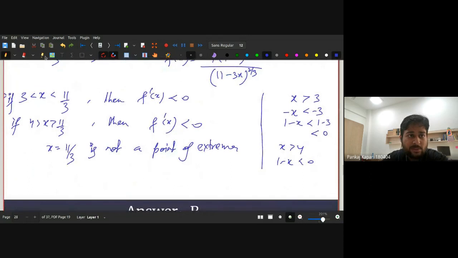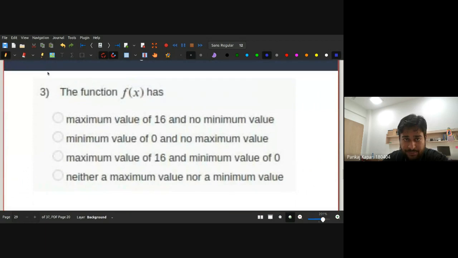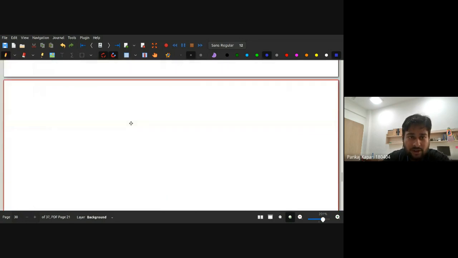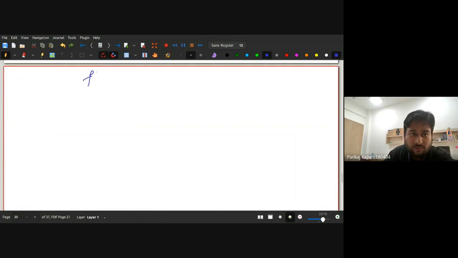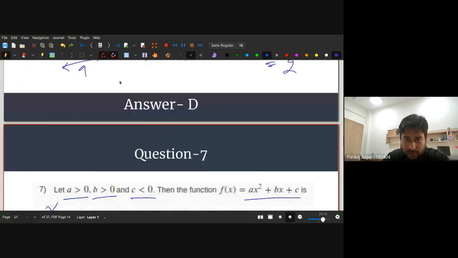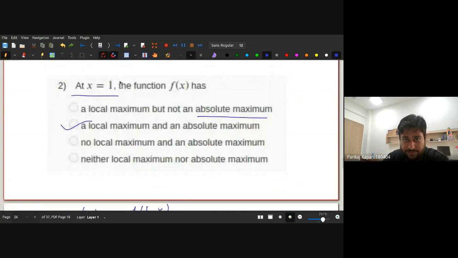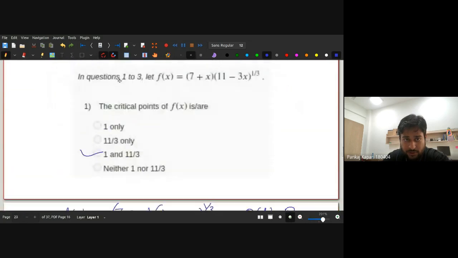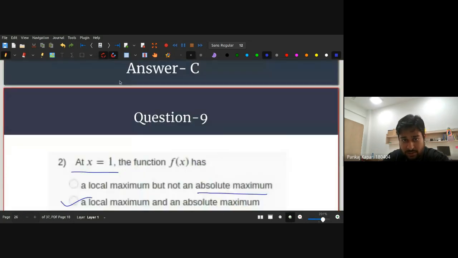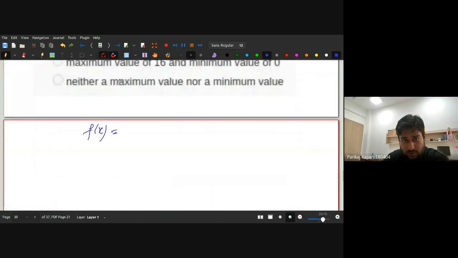Let's find out these maximum values, because the second question asks this thing. What is the maximum value and minimum value of the function? So let's find out the maximum and minimum value of the function. So what was our function? So our function was 7 plus x times 11 minus 3x to the power 1/3.